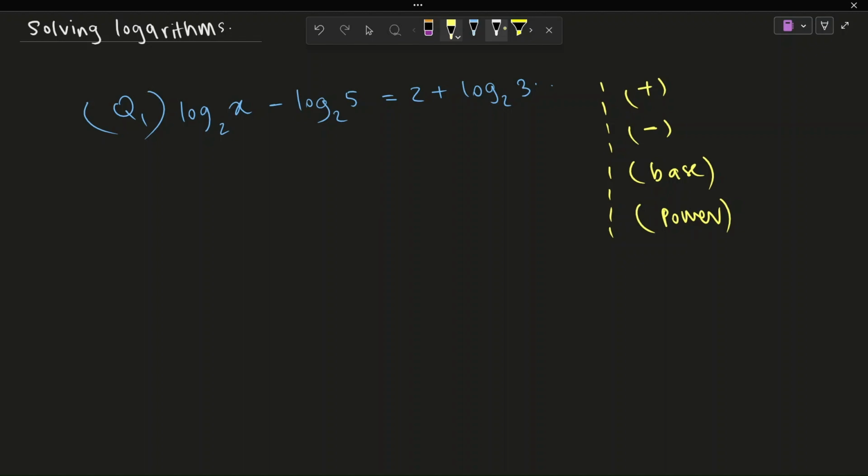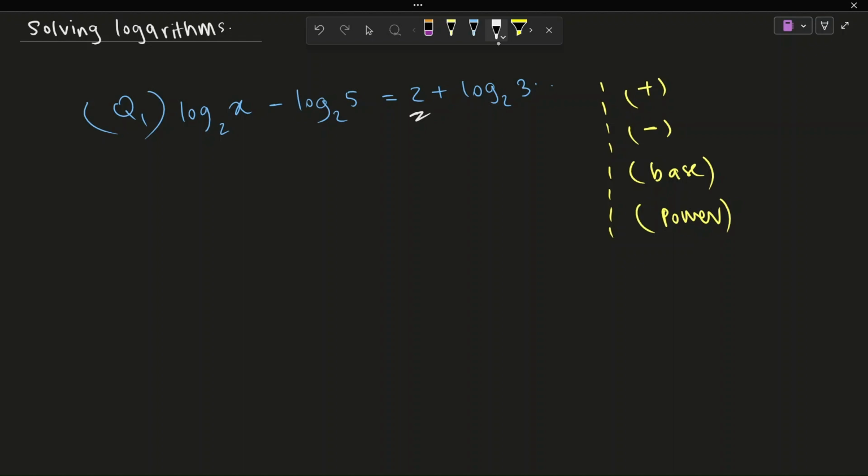This question says log x to the base 2 minus log 5 to the base 2 equals 2 plus log 3 to the base 2. Now the first thing that will kind of throw you off is that this 2 right here is not in logarithmic form. So our first job is to turn this into a logarithmic notation. So how do we do that?